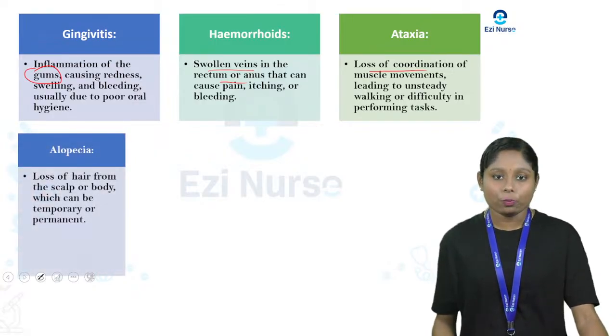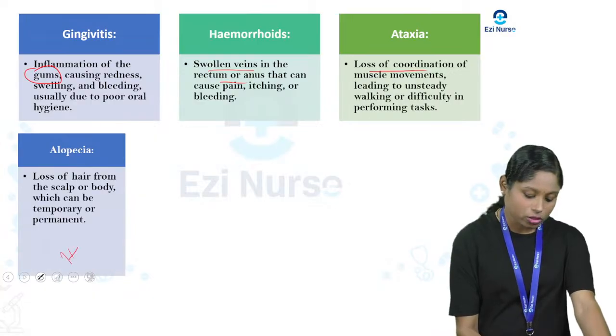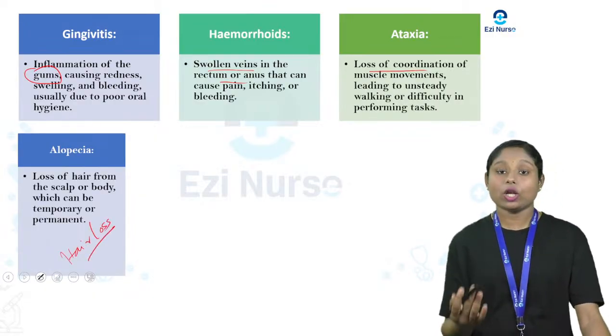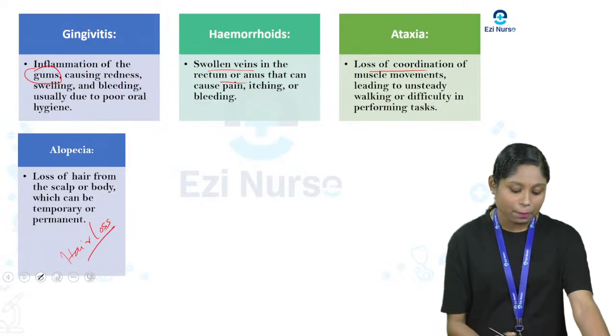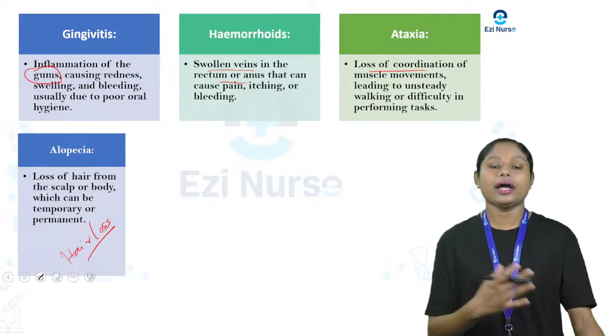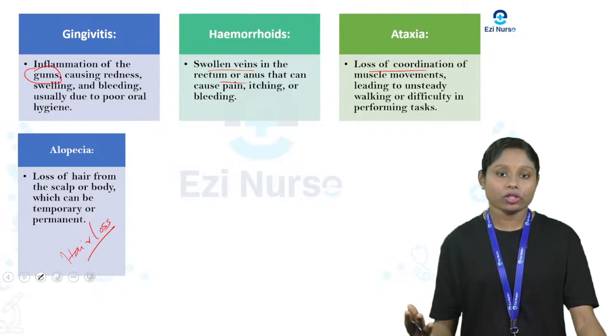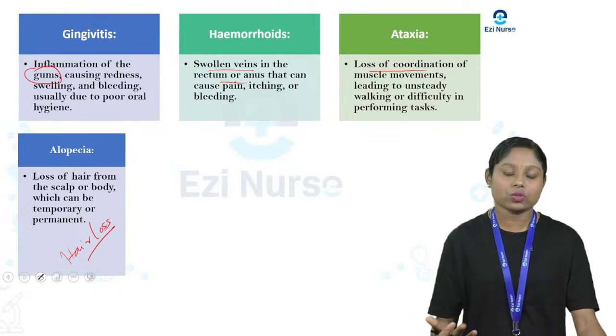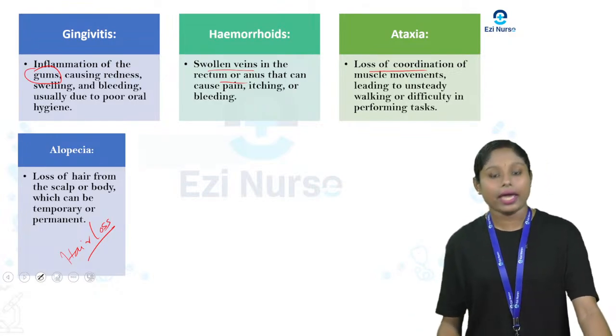Next word is alopecia. It means hair loss or loss of hair. What is alopecia? Loss of hair from the scalp or body which can be temporary or permanent. As an example, cancer treatment, chemotherapy. After that, the side effect will be alopecia, means the side effect will be hair loss. So it is nothing but hair loss.